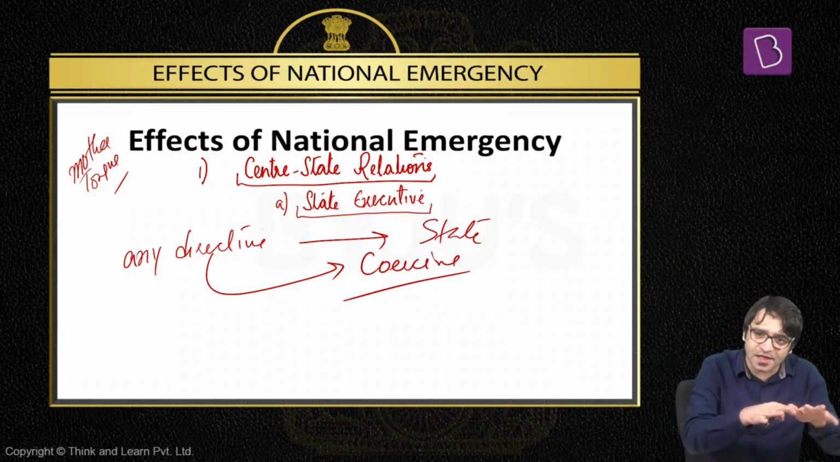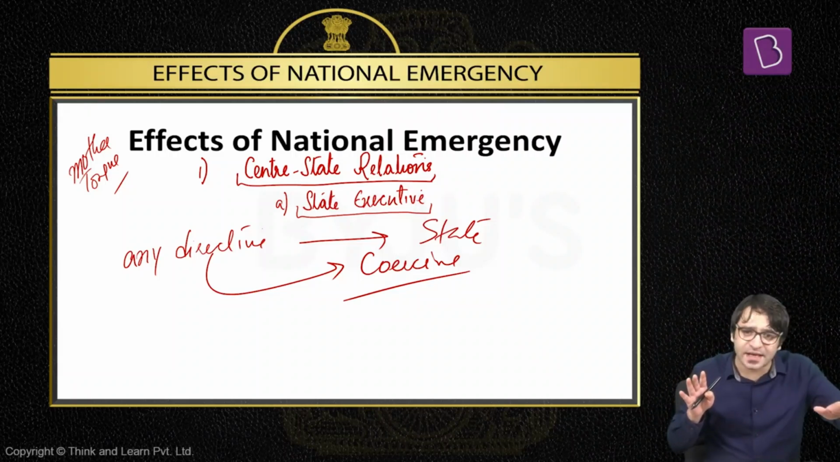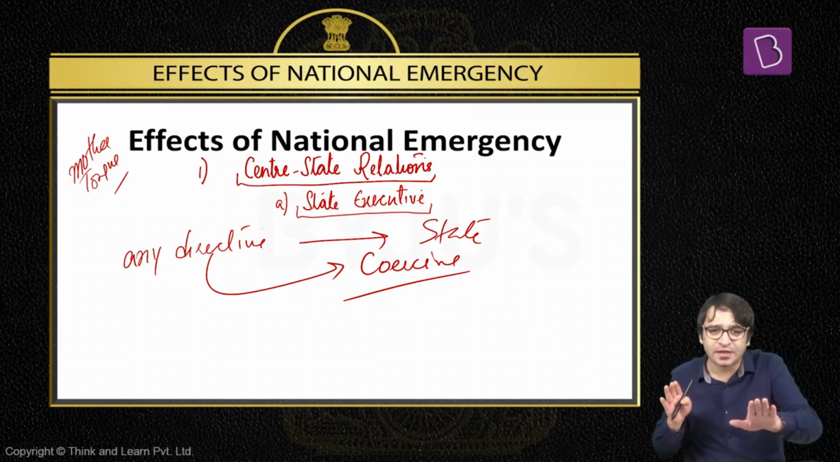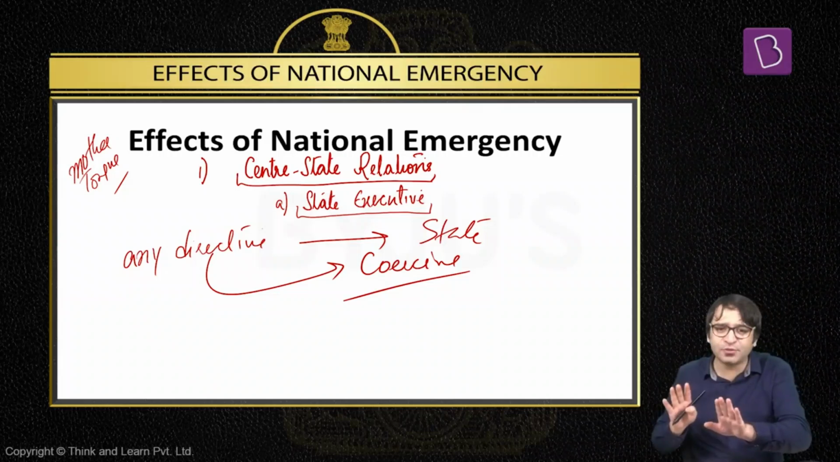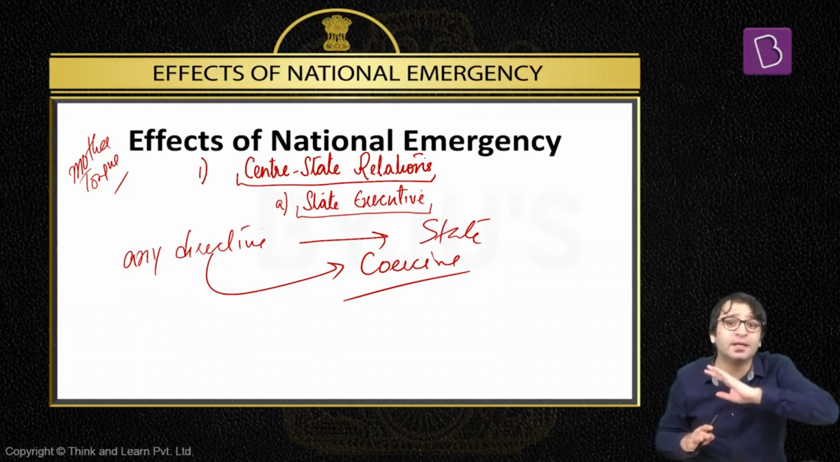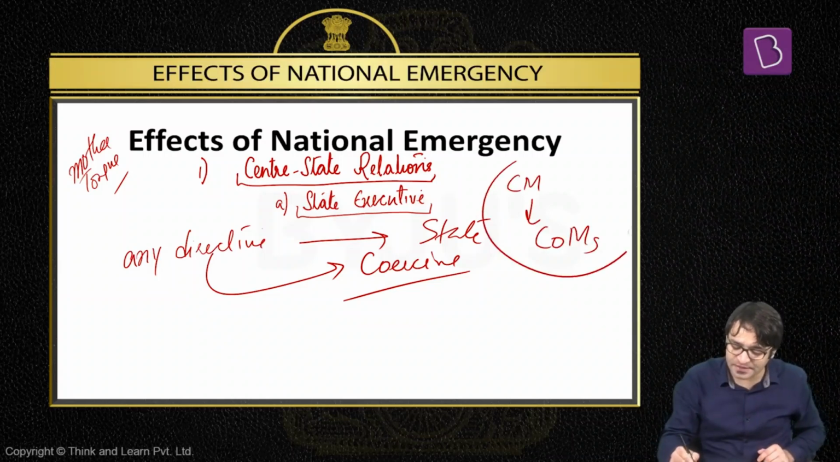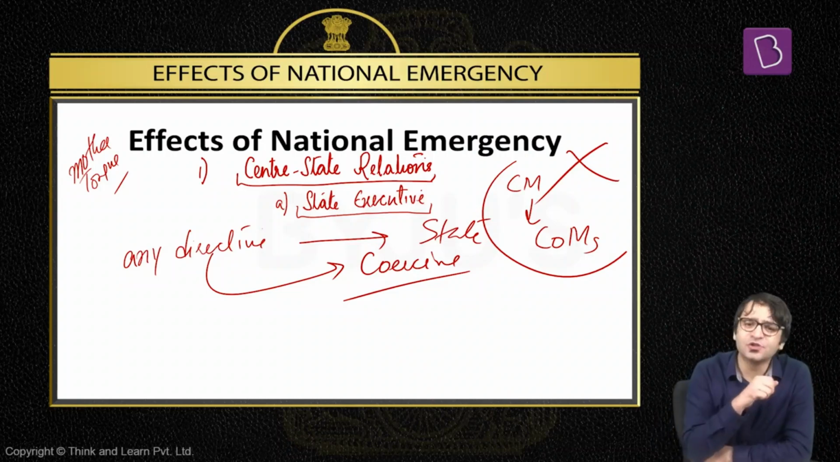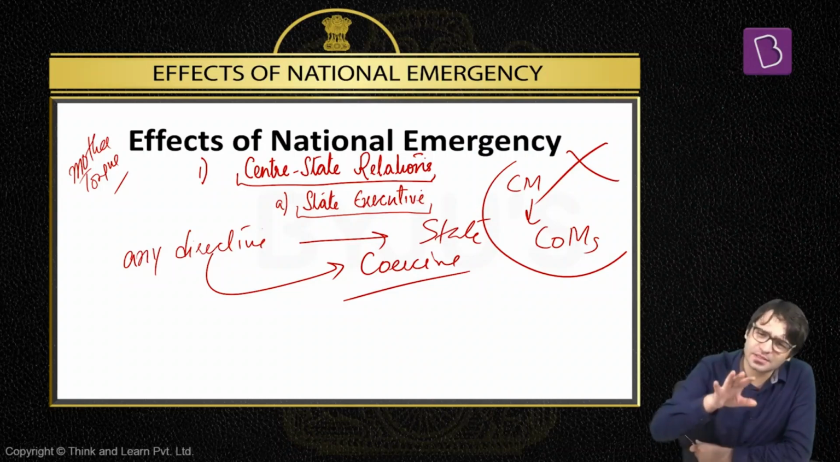That means in normal circumstances, a directive issued by the center to a state is binding only on few matters. But in national emergency, the directive issued by the center to a state on any matter is binding. And if this directive of the center is not followed by the state, the state executive will be dismissed. That means the chief minister and her council of ministers are dismissed. Center-state relations. First impact on executive. That doesn't mean that in a national emergency there are no state governments. State governments continue to function.